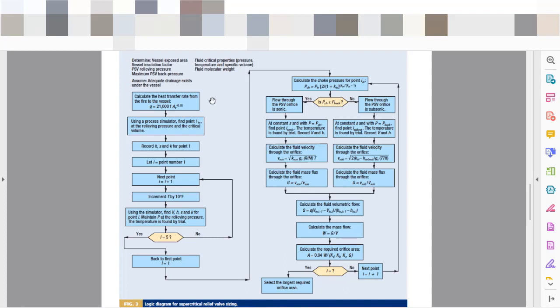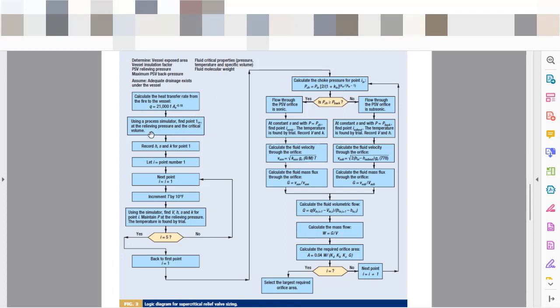So to follow his procedure, we need to have information related to the vessel, the back pressure of the system, and also the critical properties of your fluids. In fact, you need to know the properties of your fluids. Based on that, you need to do the heat transfer calculation for the system, and it depends on whether or not a firefighting system is available. And the first point of the iterations is the relieving pressure and the critical volume of your fluid.